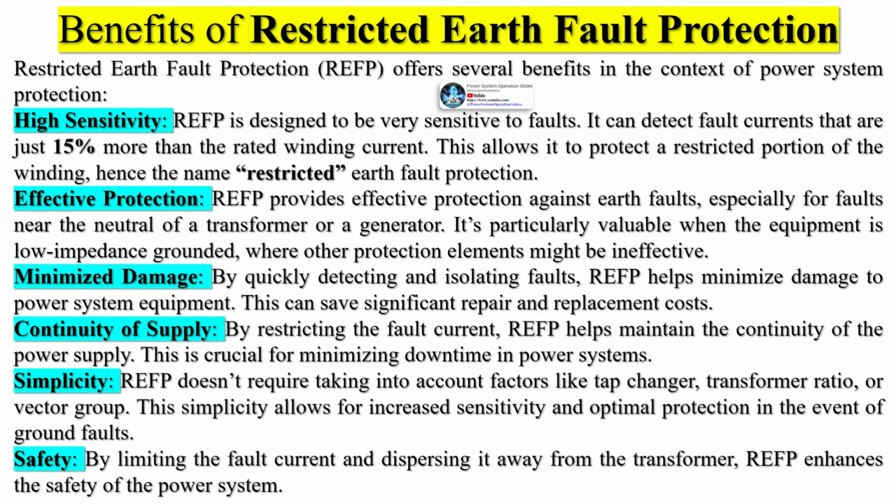Continuity of supply: by restricting the fault current, REFP helps maintain the continuity of the power supply. This is crucial for minimizing downtime in power systems. Simplicity: REFP doesn't require taking into account factors like tap changer, transformer ratio, or vector group. This simplicity allows for increased sensitivity and optimal protection in the event of ground faults. Safety: by limiting the fault current and dispersing it away from the transformer, REFP enhances the safety of the power system.